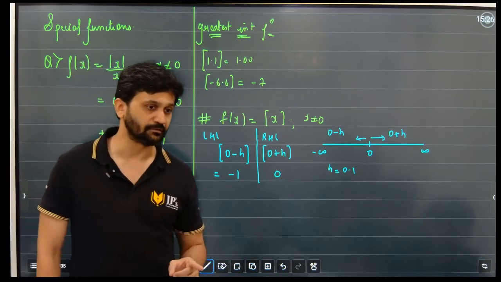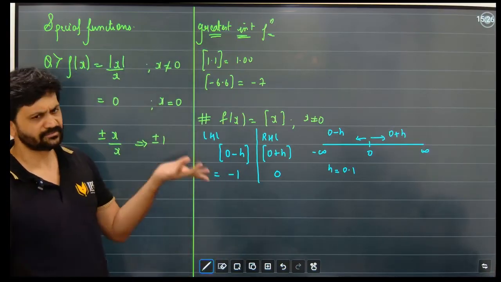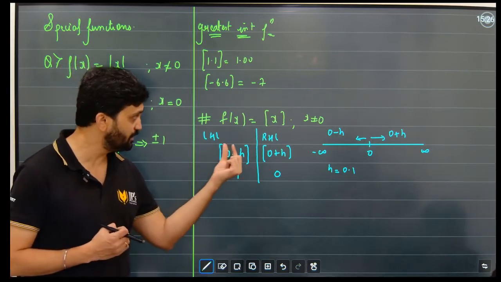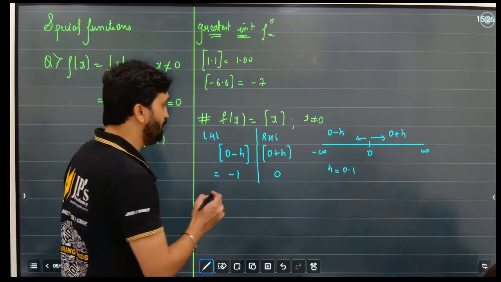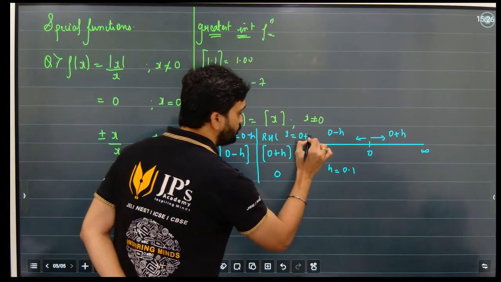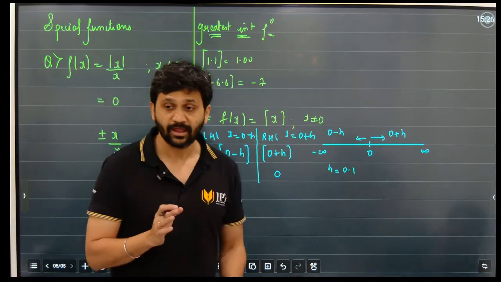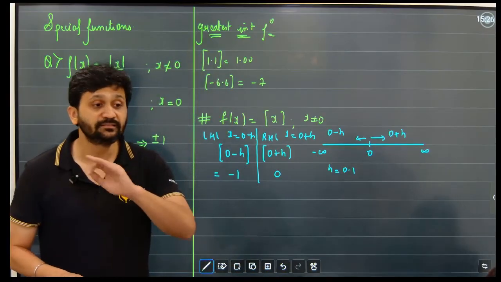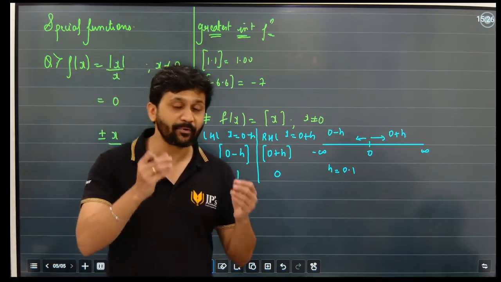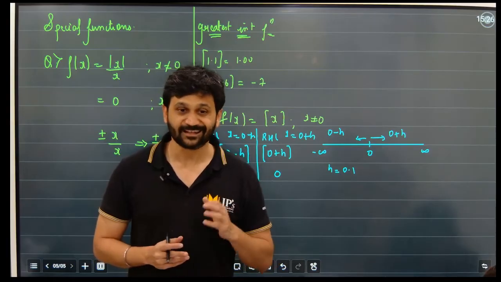For one function, that is the mod function, and for the other, the greatest integer function. Look, I took the example of mod x upon x, and in greatest integer I took only the greatest integer function of x. For greatest integer function of x, for the left hand limit I put x equal to 0 minus h, and for the right hand limit I put x equal to 0 plus h. 0 minus h gives minus 1. 0 plus h gives 0. Hence the function is discontinuous. It doesn't matter what is given in the second part of the sum, because in the first part itself the answers are not matching. That is why signum function and greatest integer function.